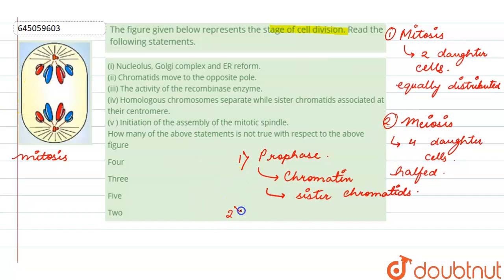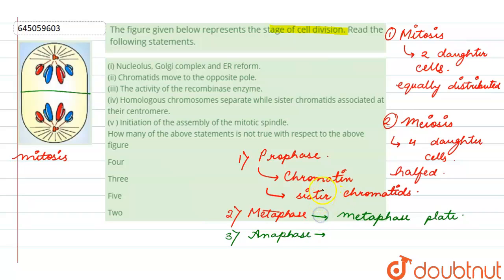Alright. Second stage is metaphase. In metaphase, these sister chromatids get collected at the center of the cell. Alright. Which is called as the metaphase plate. Alright, so the sister chromatids will get arranged at the metaphase plate in the metaphase stage. Alright, the third stage is called as the anaphase. In anaphase, these sister chromatids start moving towards the pole.